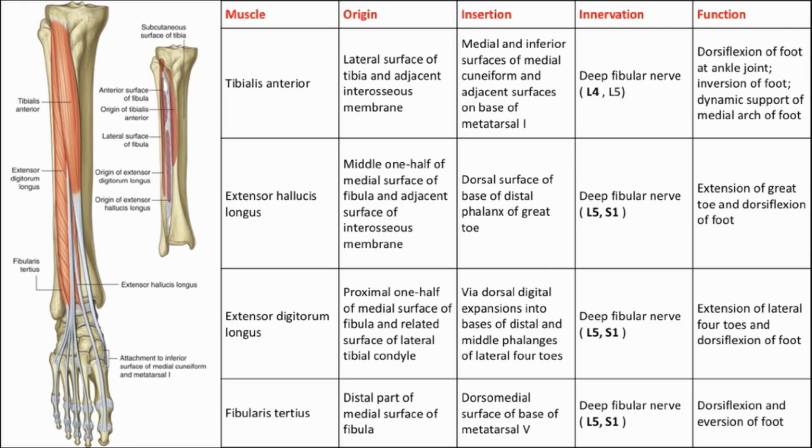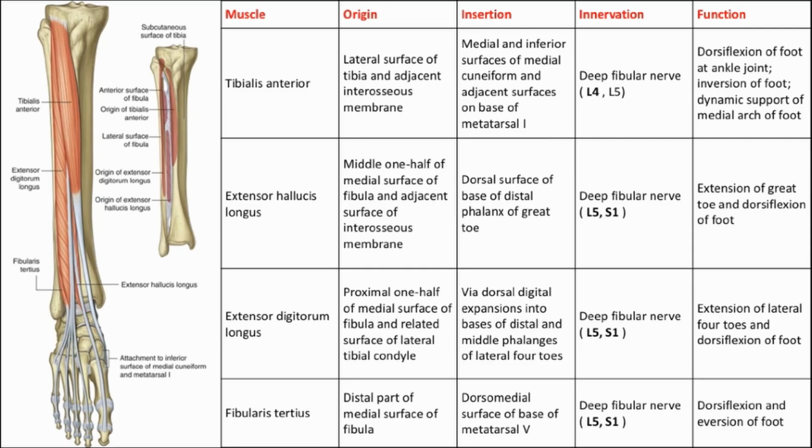The muscle fibers of the tibialis anterior converge in the lower 1/3 of the leg to form a tendon, which descends to the medial side of the foot where it attaches to the medial and inferior surface of the tarsal bones, namely the medial cuneiform and part of the metatarsal. Tibialis anterior dorsiflexes the foot, right, and inverts the foot. During walking, it provides dynamic support for the medial arch of the foot. And it's innervated again by the deep fibular nerve.